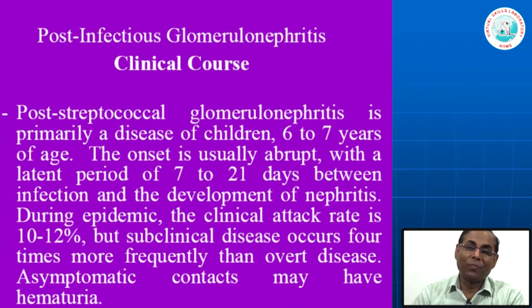The clinical course. So, the acute nephritic presentation, how they behave, usually they are more common in children, primarily disease of children and 6 to 7 years of age, and onset is usually abrupt and with a latent period of 7 to 21 days between infection and the development of nephritis. So, this is important. So, there is a gap between incidence of infection and development of the glomerulonephritis.